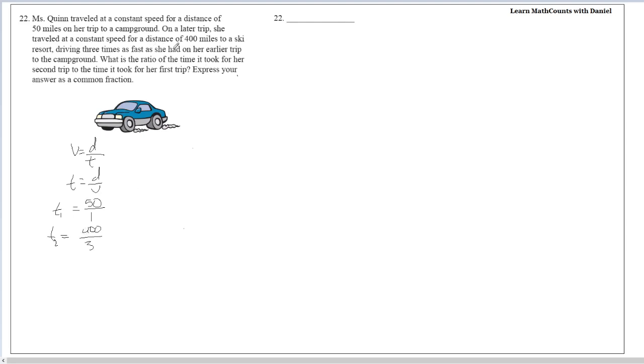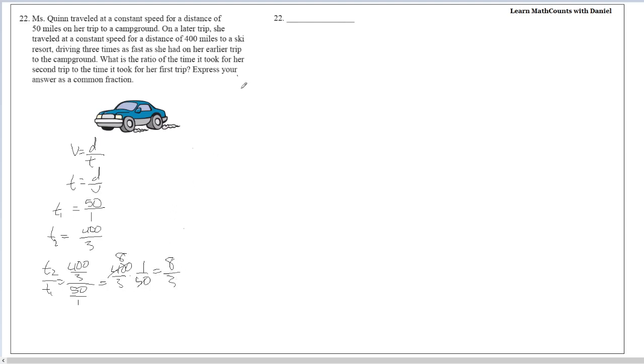And because we want the ratio of time on second trip to first trip, we do T2 over T1, which equals 400 over 3 over 50 over 1, which equals 400 over 3 times 1 over 50 because of how we divide fractions. So we can cancel this to get that the ratio is 8 over 3.